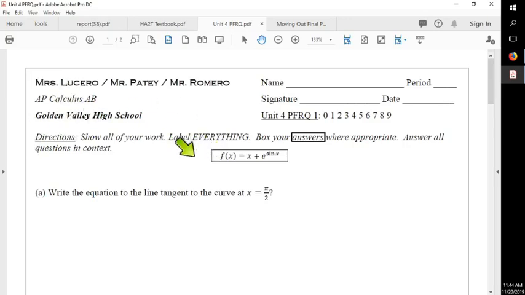Alright, so here's our function that we're dealing with. We're supposed to write an equation for the line tangent to the curve at pi over 2. So here's our curve, f of x equals x plus e to the sine x. We know that equation looks like this: y minus f of a equals f prime of a times x minus a.